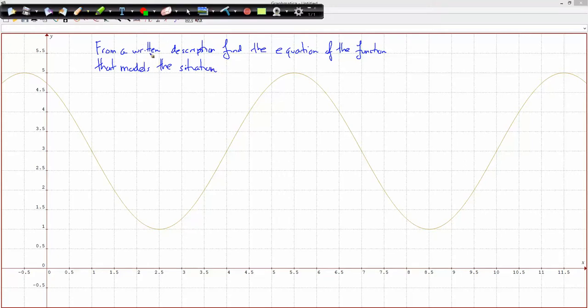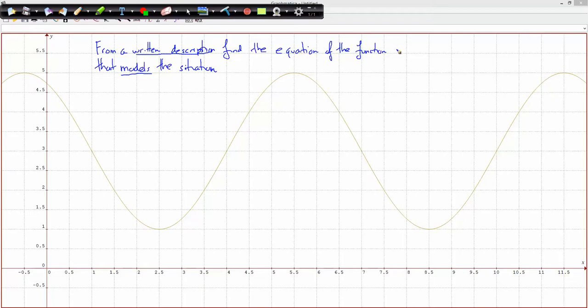Quite often we're going to have a written description of some situation, and we need to find the sine or cosine function that mathematically fits that situation, and we call that modeling the situation. Now, I did say it could either be a sine or cosine, so which one will it be? Well, it can be either.